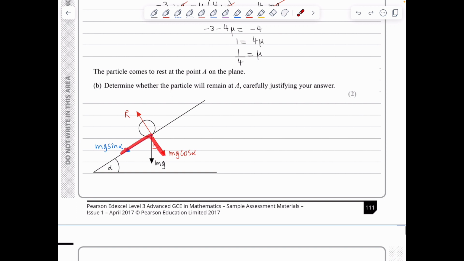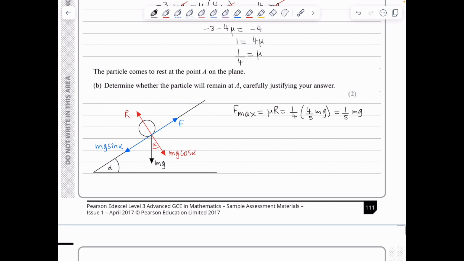We've got the reaction here, and obviously we have a frictional force which is opposing motion, so the frictional force should be pointing upwards. Let's consider what's the maximum value that this frictional force can attain. So F max, we know it's given by mu R, which is a quarter, the value of mu we just found, times R, the reaction, which is mg cos alpha, which is 4 over 5 times mg. This is giving a value of 1 over 5 mg.